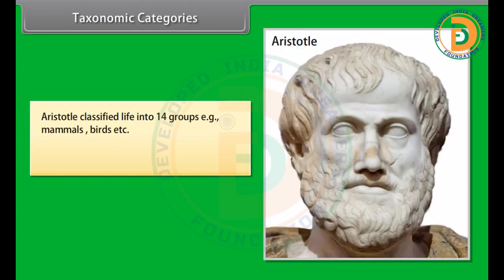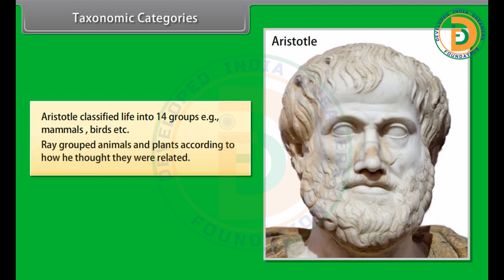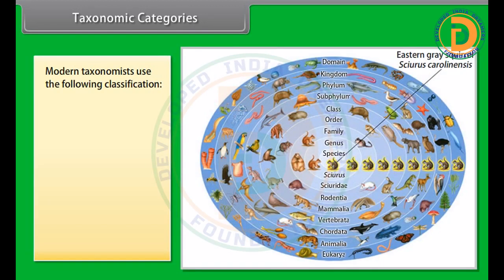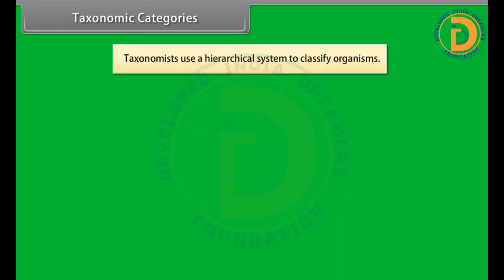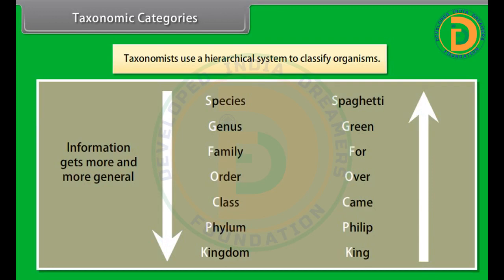Taxonomic categories. Aristotle classified life into 14 groups. Example: mammals, birds, etc. Ray grouped animals and plants according to how he thought they were related. Modern taxonomists use the following classification: species, genus, family, order, class, phylum, kingdom, domain. Taxonomists use a hierarchical system to classify organisms.